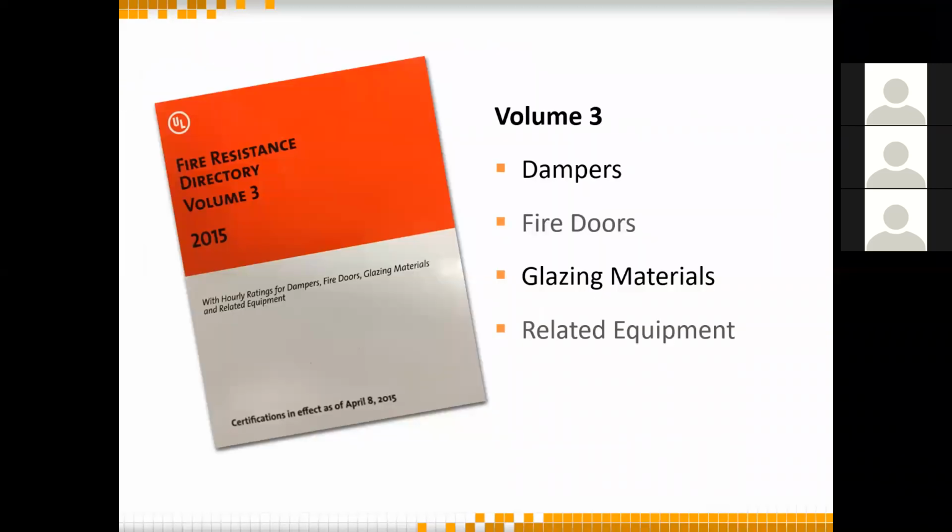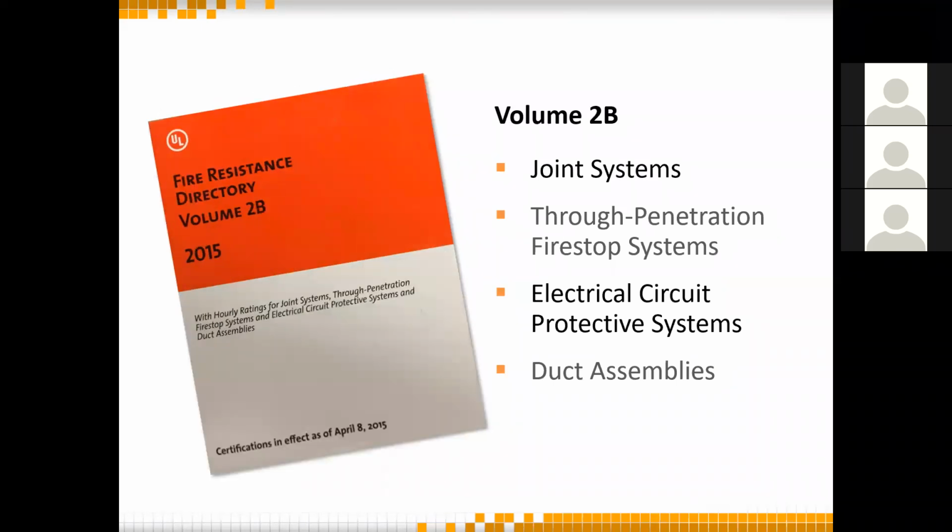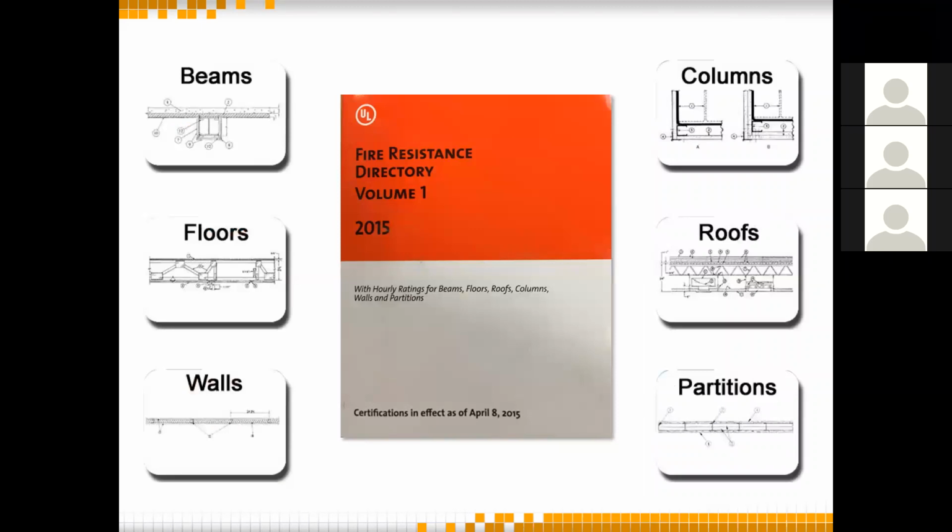Volume 3 covers dampers, fire doors, glazing materials. 2A and 2B cover joint systems, through penetration fire stop systems, electrical circuit protective systems, and then our duct assemblies. And then volume 1 is where we'll find the drywall. So that's beams, floors, walls, partitions, roofs, and columns. They're all found in our volume number 1. So that's where the first 10 pages are.